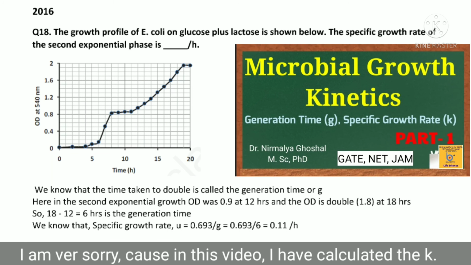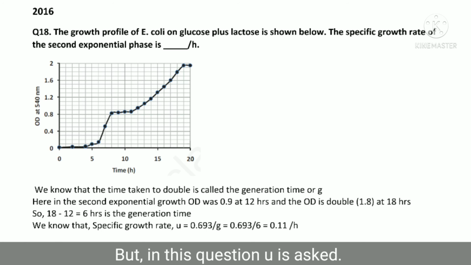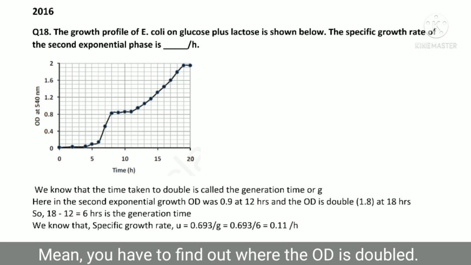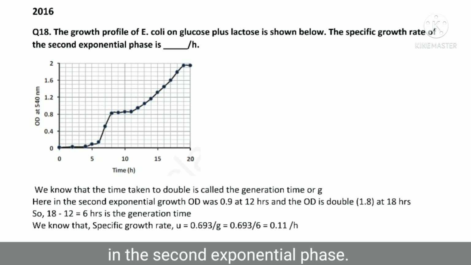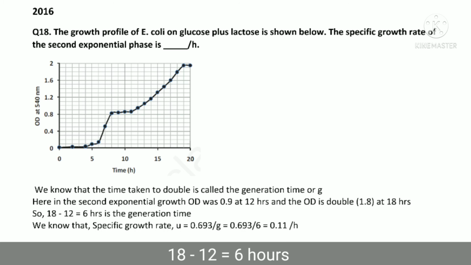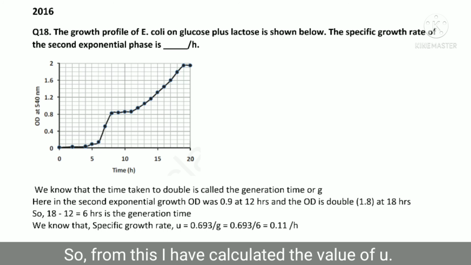I am very sorry because in this video I have calculated the growth rate constant, that is K, but actually in this question mu is asked. So I have again solved this, but the approach is nearly the same as before. You have to find out where the OD is exactly double in the second exponential phase. That is, at 12 hours it was 0.9 and at 18 hours it was exactly double, that is 1.8. So 18 minus 12, that is 6 hours, is the generation time. So from this I have calculated the value of mu.